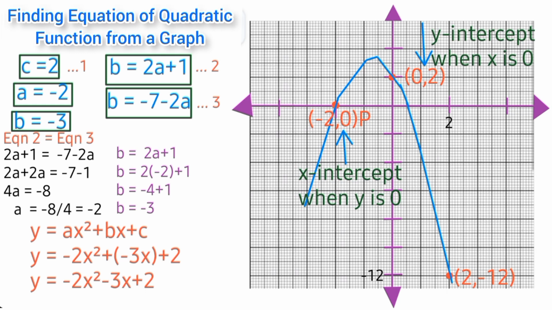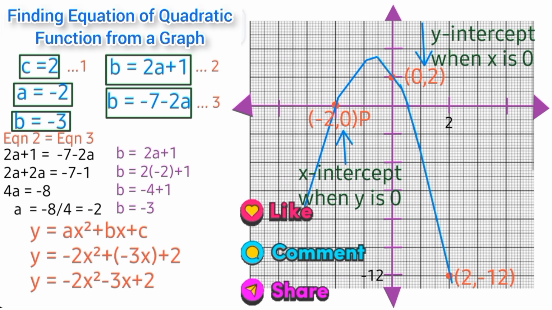So this is how you can find the equation of a quadratic function if you are given 3 points, where none of those points represents the vertex. I hope this video is clear enough.